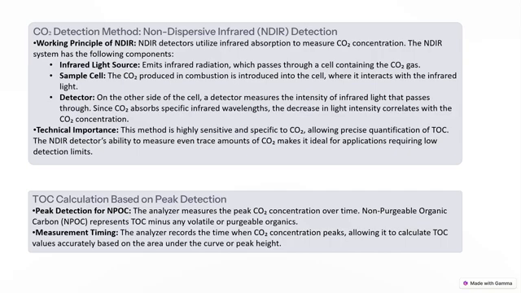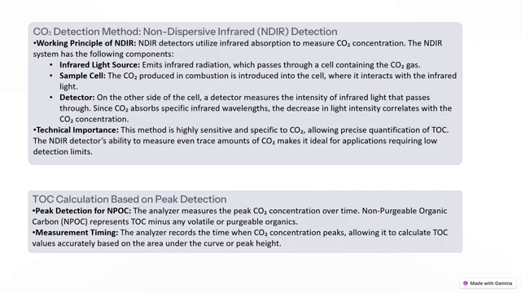The infrared light source emits a beam of IR light that passes through a gas cell containing the CO2. Now in the sample cell, the CO2 interacts with the IR light, absorbing energy at its characteristic wavelengths. Then the detector measures the reduction in the IR light intensity, which correlates directly with the concentration of CO2. So this method is highly sensitive and specific, allowing for accurate quantification even at trace levels.